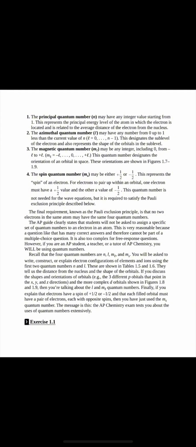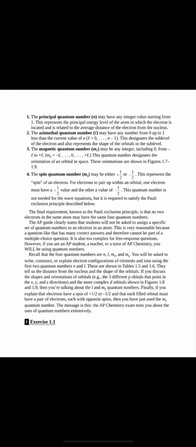However, if you are an AP student, a teacher, or a tutor of AP chemistry, you will be using quantum numbers. Recall that the 4 quantum numbers are n, L, ml, and ms. You will be asked to write, construct, or explain electron configurations of elements and ions using the first 2 quantum numbers, n and L. These are shown in Tables 1.5 and 1.6. They tell us the distance from the nucleus and the shape of the orbitals.